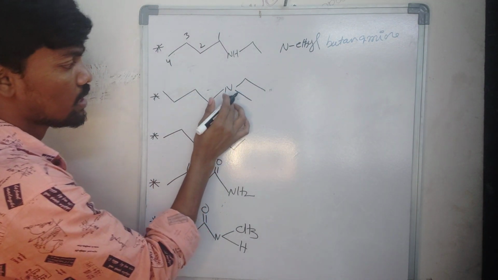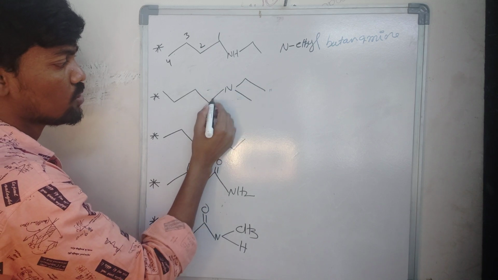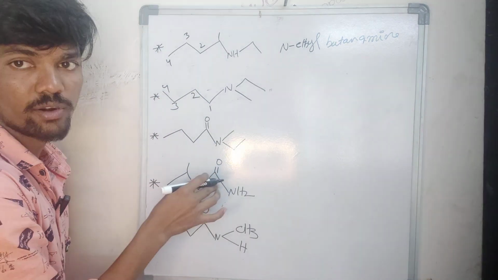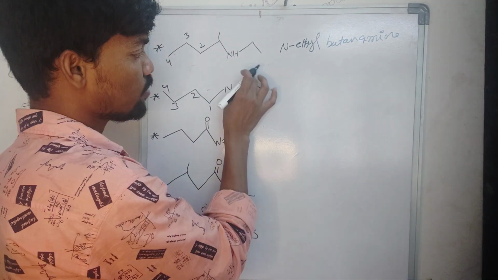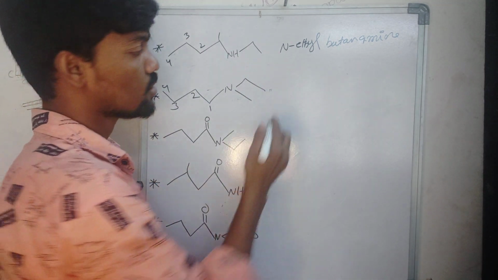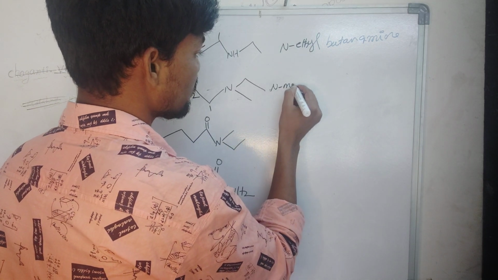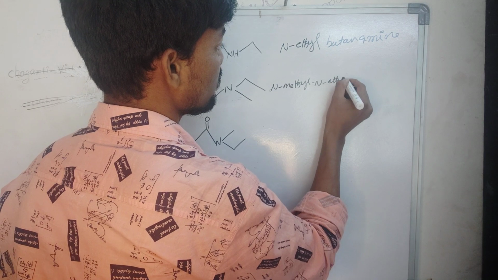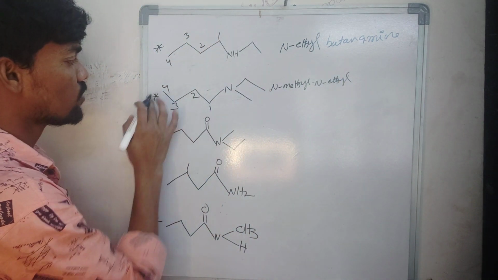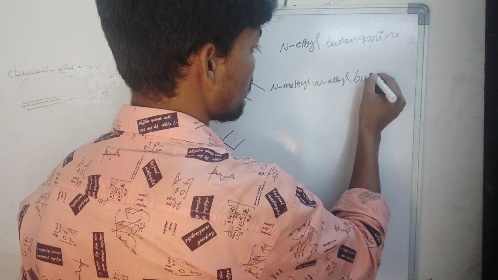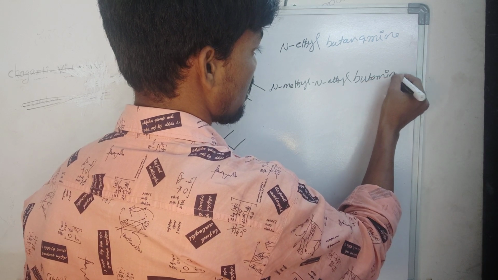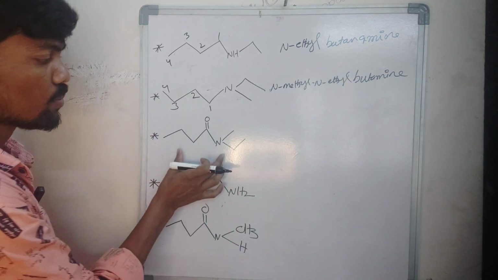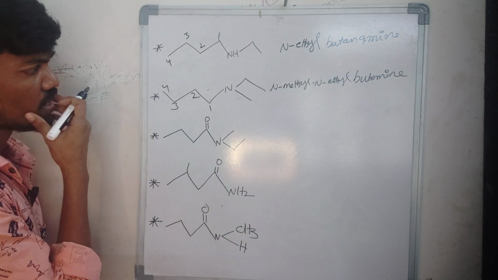Coming to this point, this is the functional group. We started from here only, 1, 2, 3, 4, the longest chain we have taken. What happens here? N-methyl is there, N-ethyl is there. So we take N-methyl, N-ethyl, and it's over. Finally this is butanamine. You are getting my point.